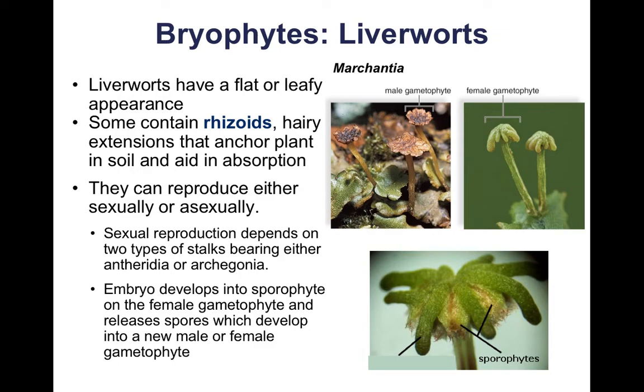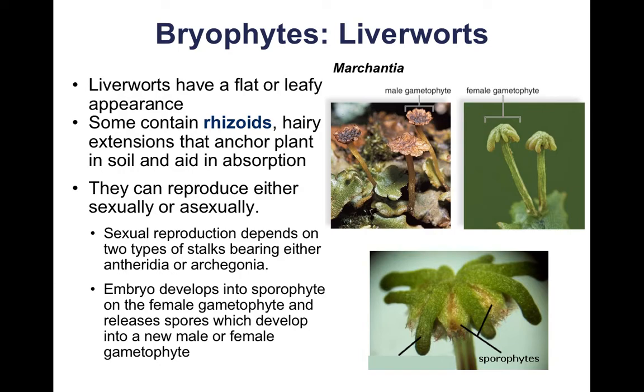All right, so let's talk about the liverworts. One example is called Marchantia. The liverworts have a very flat, leafy appearance. They don't have true roots. They have structures called rhizoids, which are little hairy extensions that help anchor the plant to the soil. They can absorb a little bit, but they're not true roots because they don't have vascular tissue.